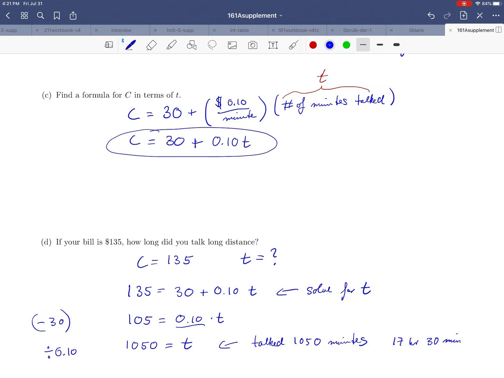So here we've seen an example of a linear function. All of this is a linear function, and we can see that the formula is of a particular form. We have this 30, and then we have our rate of change times our variable. So keep that in mind. In our case, we have our output, C, is equal to a constant, plus our rate of change times our input variable t.